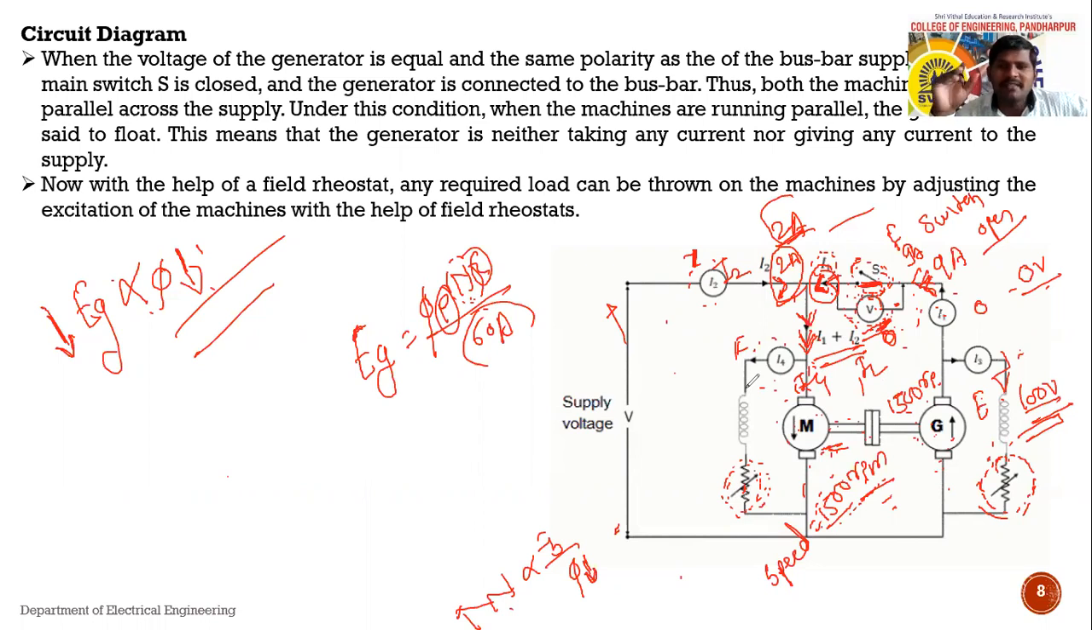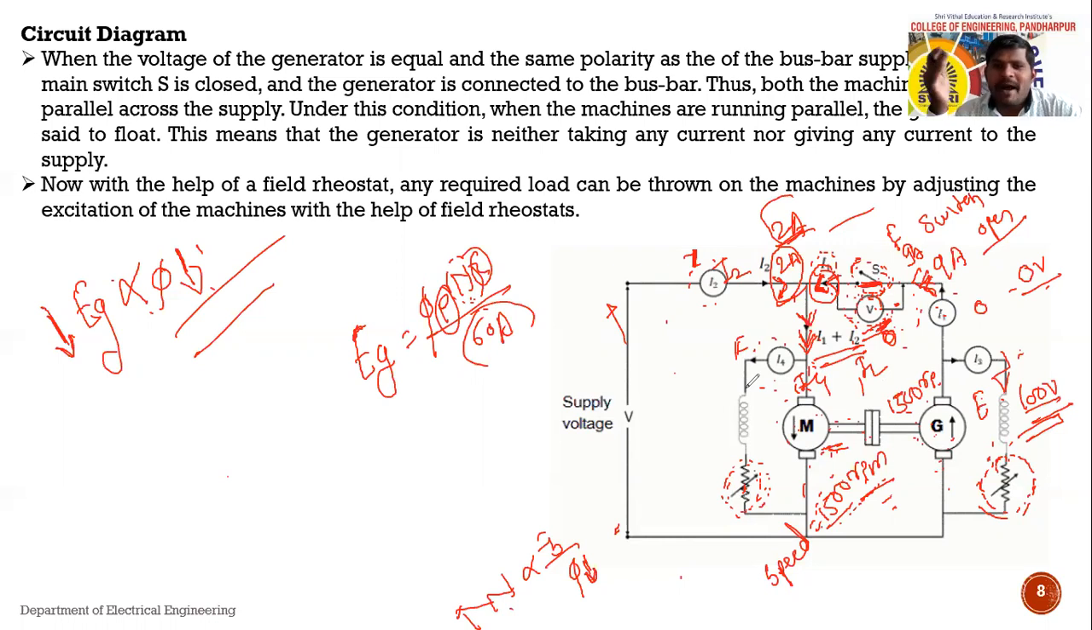Okay, right. That means we are feeding back power to the other machine. We are feeding back power to the next machine. So we can call it a back to back test, or we can call it a Hopkinson test.